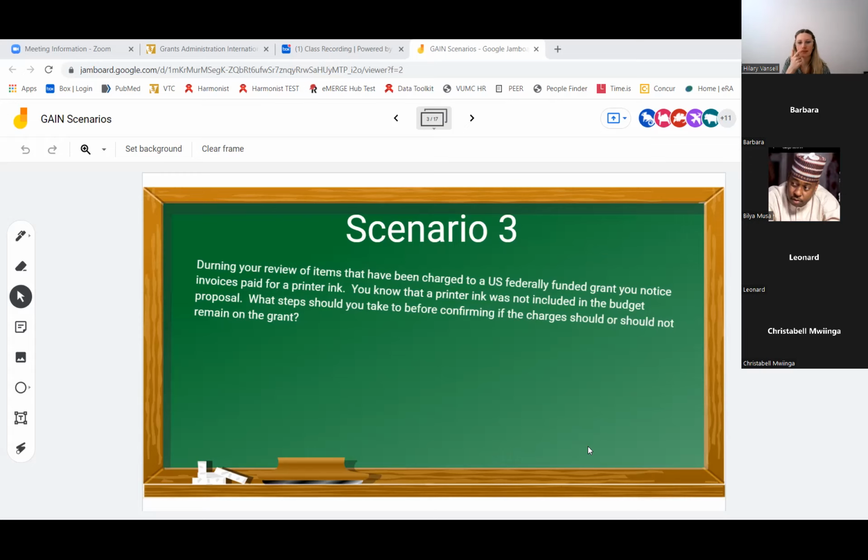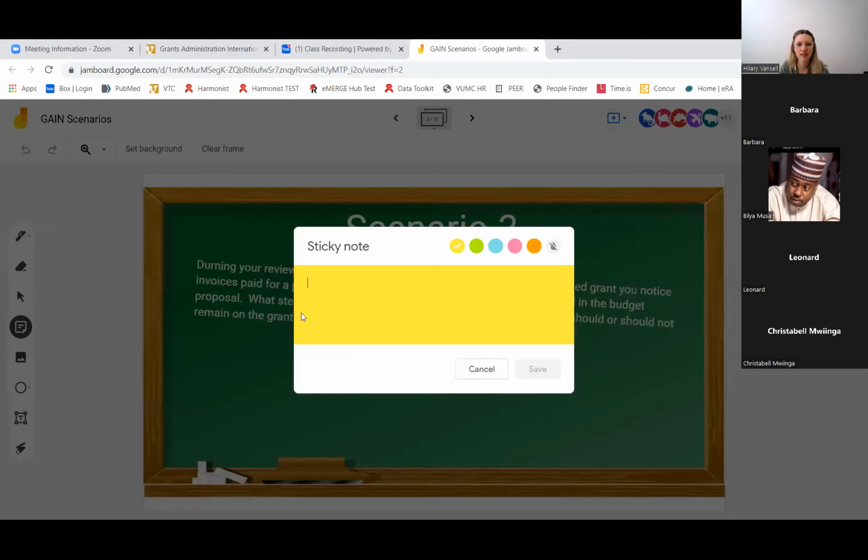Hello. Hi, Bilia. Yeah, hi. Sorry, I had a network trouble today. Yeah, from my own side, I think for a printer ink, since you have 8% overhead cost, you can use that to pay for the printer. Since printer ink is not included in the budget, you are not supposed to pay from the grant funds.